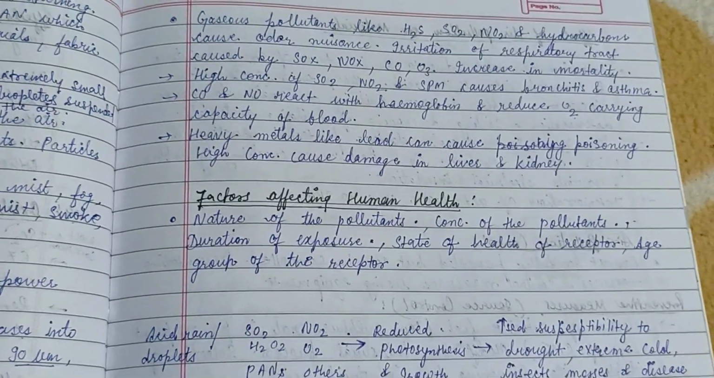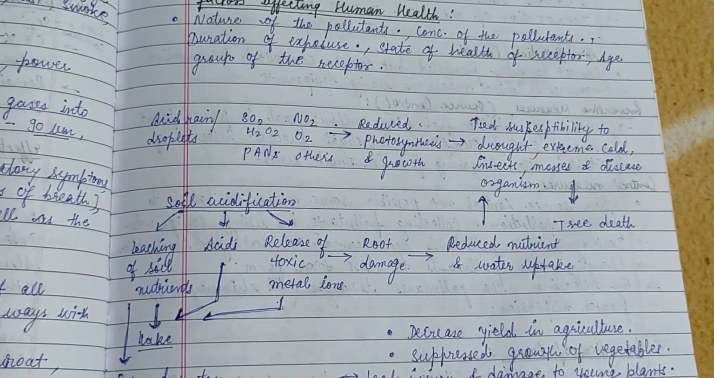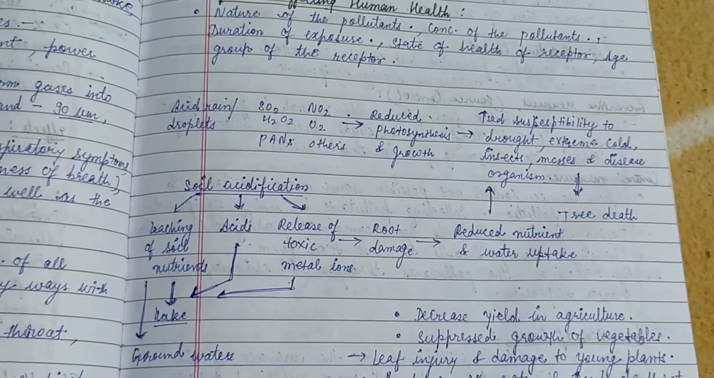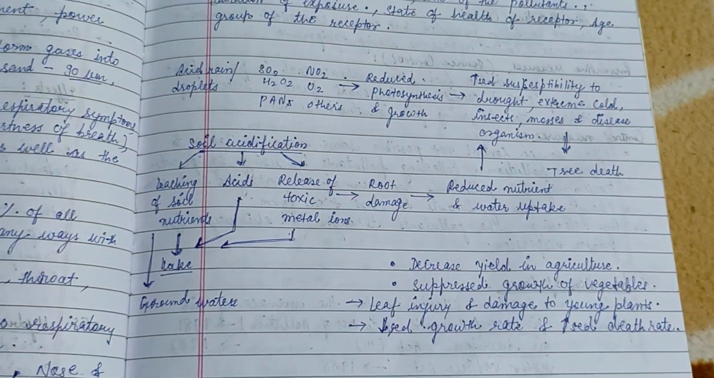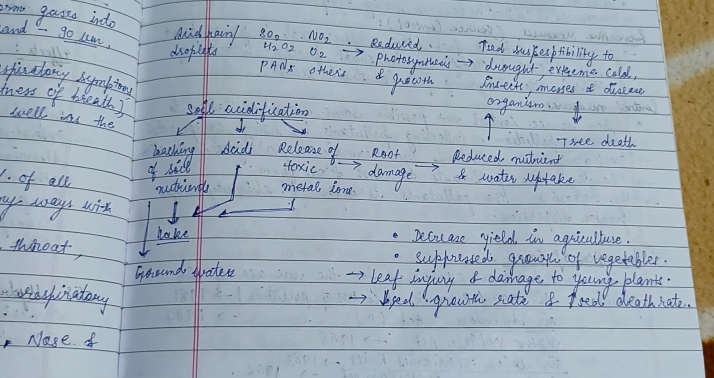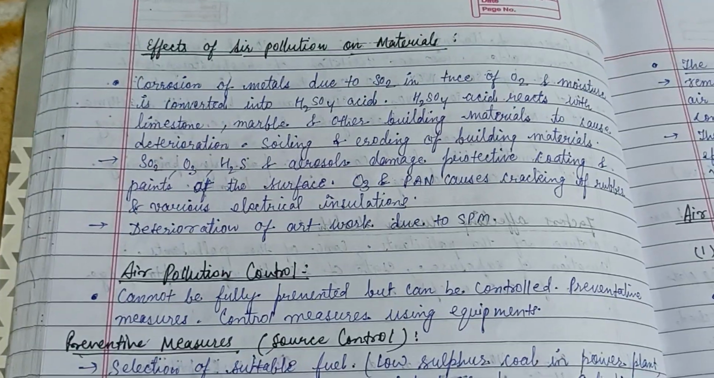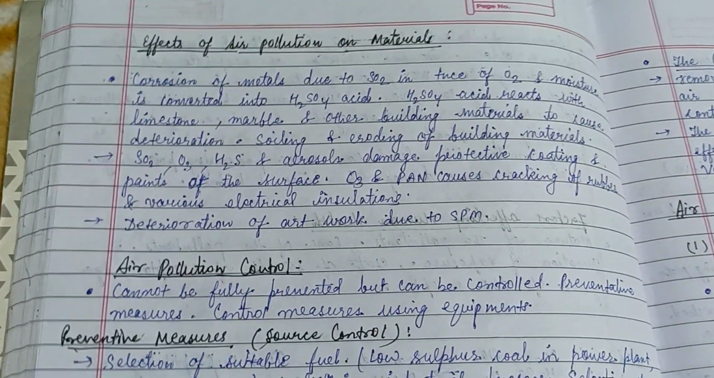Factors affecting human health. Effects on plants: soil acidification, leaching of soil nutrients, acid release of toxic metals, decreased yield in agriculture, suppressed growth of vegetables, leaf injury and damage to young plants, decreased growth rate, and increased death rate. Effects of air pollution on materials.